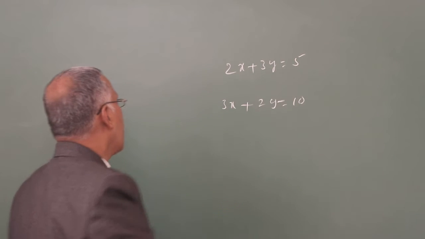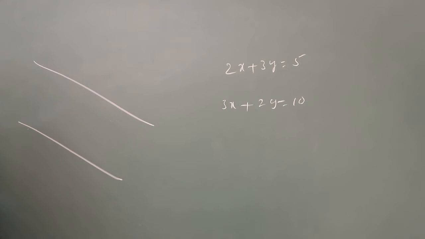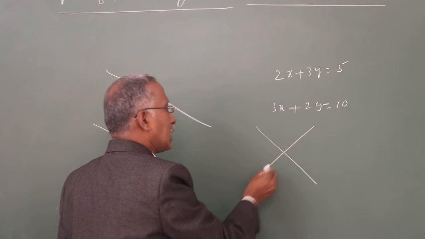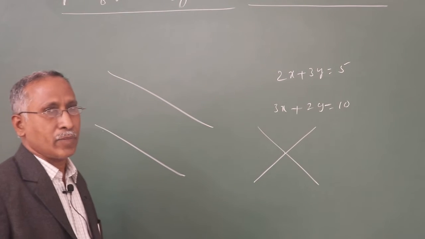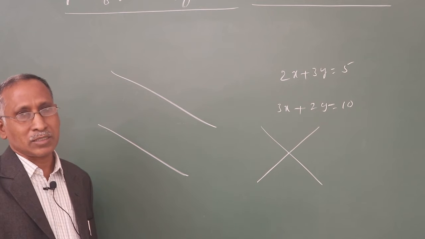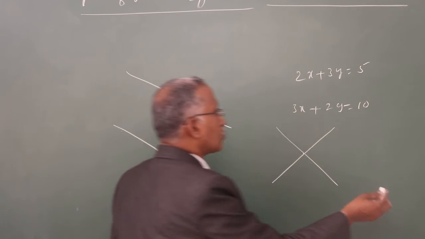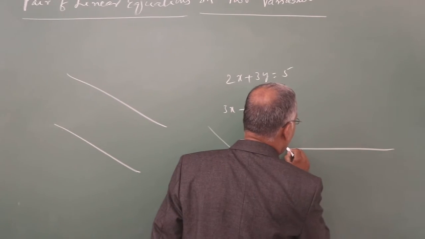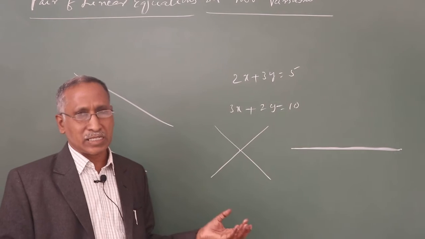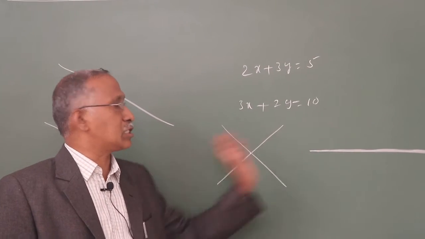For example, if you draw two lines in a plane, there are always three possibilities. First possibility, those two lines may intersect at one point in a plane. Or two straight lines will never meet; always they are parallel to each other. And sometimes both the straight lines will coincide with each other. There are three cases.